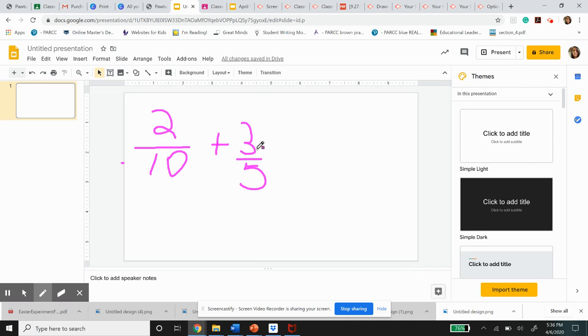But if you remember how to make an equivalent fraction, right, we're going to do that down here. So we're going to say, okay, how can this 5 become a 10? Right, so we're going to go by 2, multiplying by 2, right? So 5 times 2 is 10. And we said times 2. So 3 times 2 is 6. So 3/5 is equivalent to 6/10. And we want to add our 2/10 now.